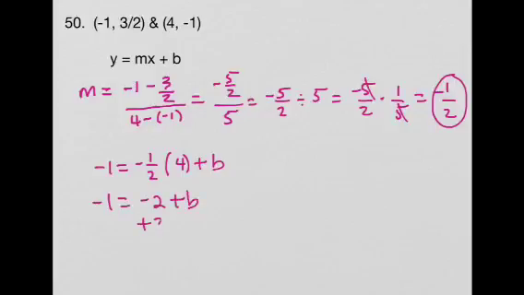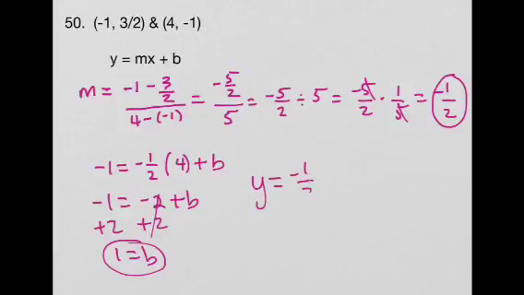So I'm going to add 2 to both sides to isolate the b. 2 minus 1 is 1. Okay, so here's the other piece that we need. So my final answer is going to be y equals -1/2 x plus 1.